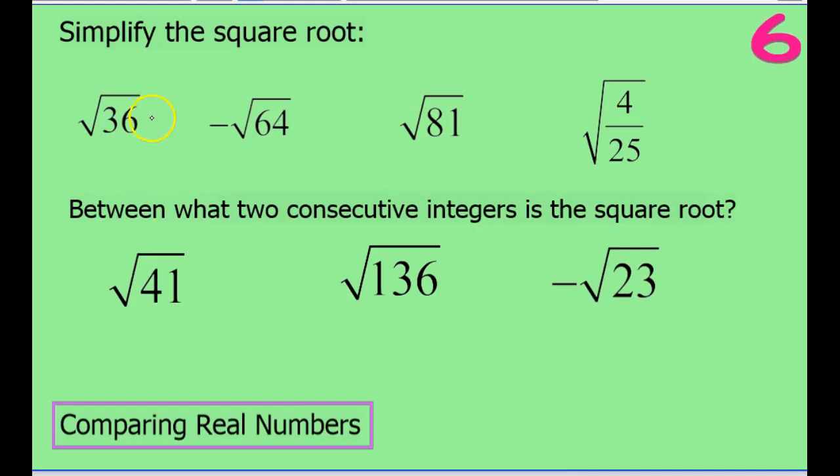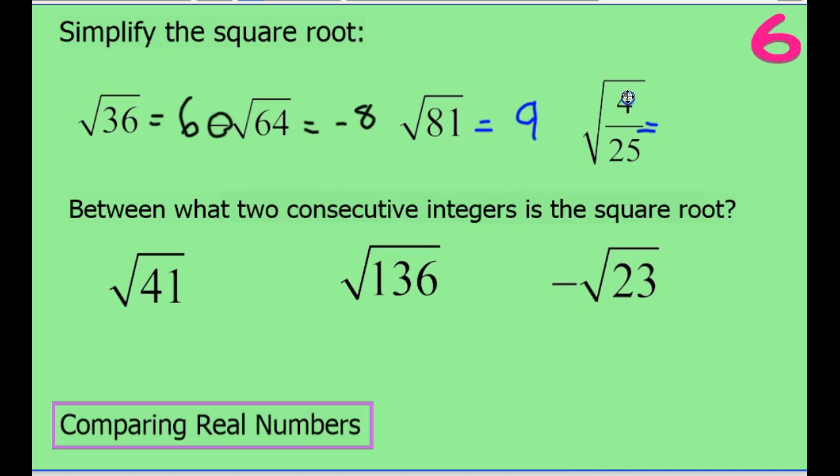So what we're going to do is simplify the square root here. The square root of 36, what is the perfect square to get 36? Well, it's 6, so 6 here. Here the square root of 64 is 8, but we have this negative out front, so we need to make it a negative 8. Then the square root of 81, which is 9.